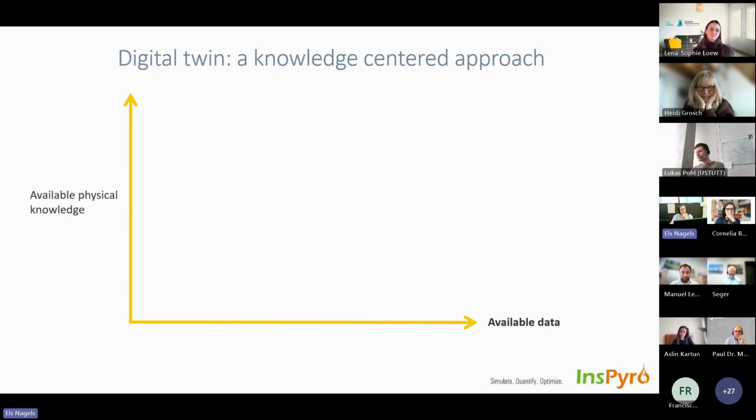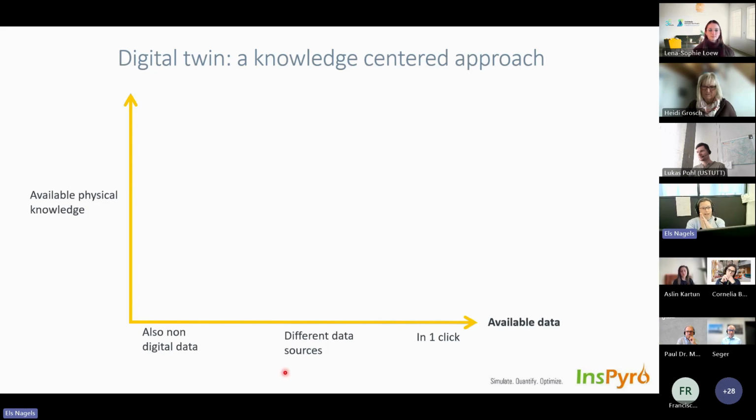We can look at two different axes. On the horizontal axis, you have the data you have available. On the vertical axis, I plot the availability of physical knowledge. So what do I mean with that? On the horizontal axis, here on the left side is a situation where data is maybe available, but maybe not in digital format, so limited data availability. Then there is a middle route where data is digitally available, but maybe in different sources, so not connected data.